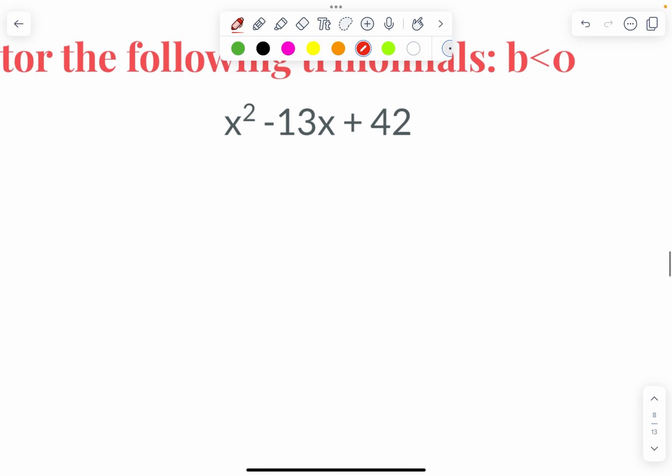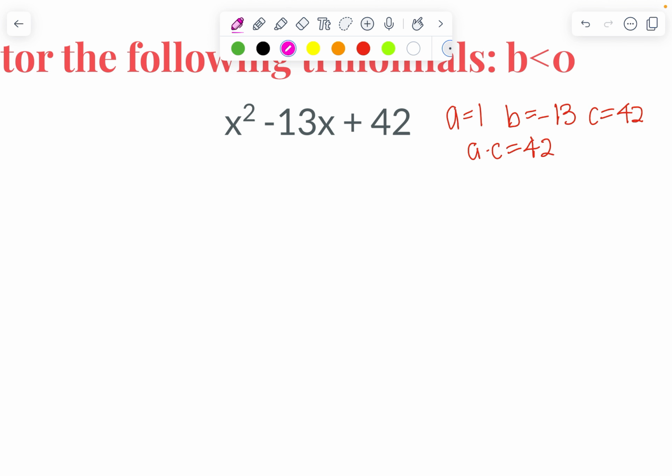Let's try one more here. A is 1, B is -13, C is 42, which means A times C is 42. So I have positive 42 on top, -13 on the bottom. That means both sides are going to be negative. So now I'm looking for two numbers that multiply to 42 and add to 13.